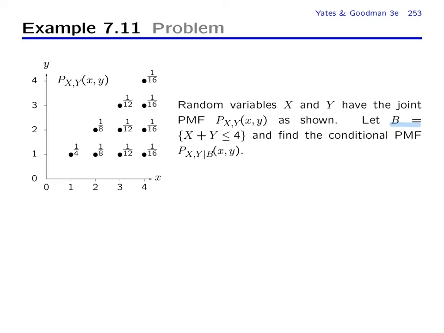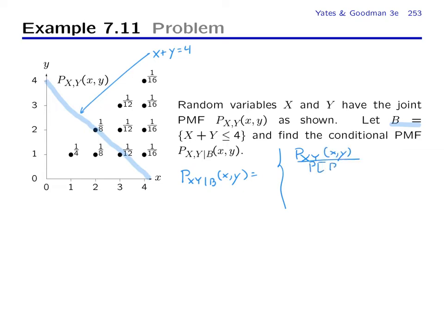To find the conditional PMF, we first find the region B. And the region B consists of all points below this blue line where x plus y equals 4. By the theorem, we have the conditional PMF of X and Y given B is equal to the original PMF of x and y divided by P of B for x and y belonging to B, and 0 otherwise. All that's left in this problem is to identify those points x and y that belong to B that also have probability that's strictly greater than 0. And those points are pretty easily seen to be the 4 points where the PMF is non-zero that lie below the line x plus y equals 4.